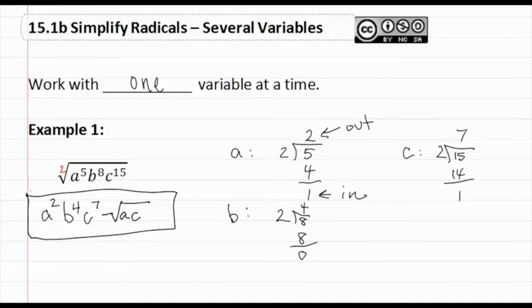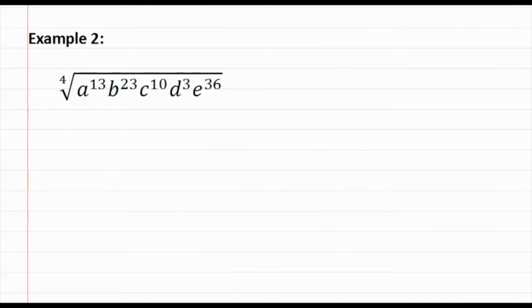Let's look at example 2. Here's example 2. We have 5 variables. Let's look at each one at a time. For the A, we see how many times does 4 go into 13. It goes in 3 times with a remainder of 1, which means that we have a to the 3rd on the outside and 1a on the inside.